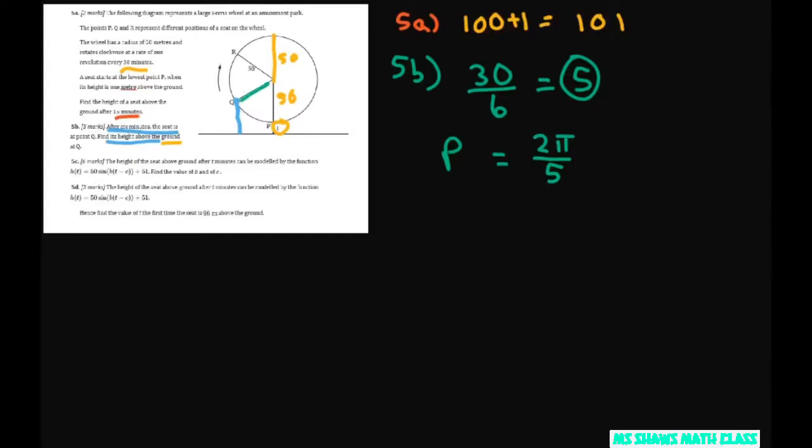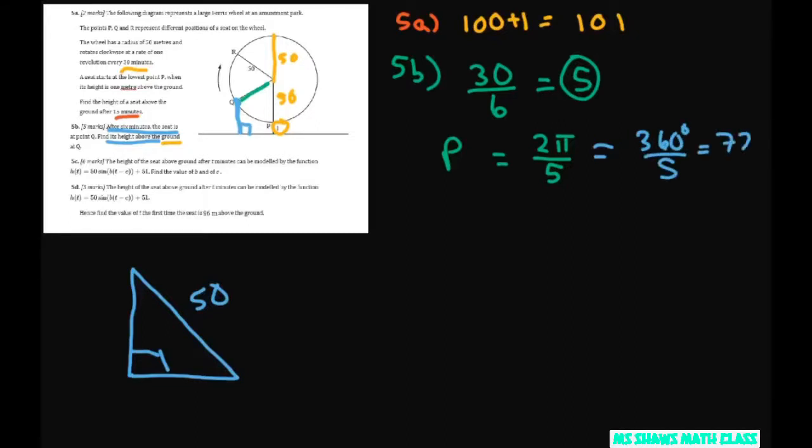All right. And then what we can do is draw another right triangle. So I'm going to draw it like this, a right triangle, and let the radius be 50. If you figure this out, 2 pi divided by 5 is 360 divided by 5, that's 72 degrees. So let's say this is 72 degrees. And this is your height.